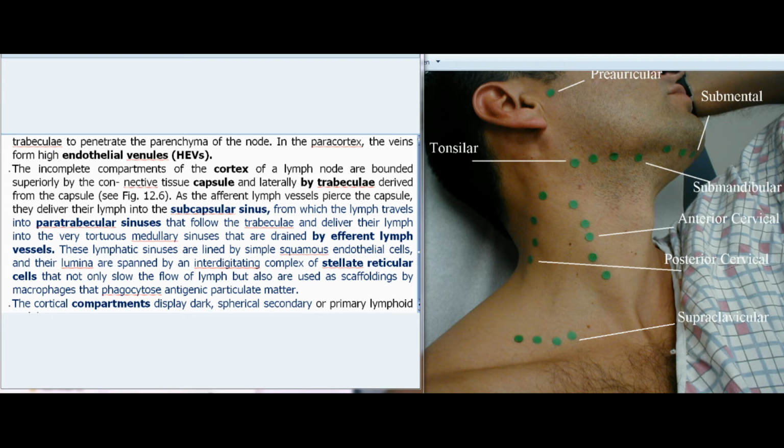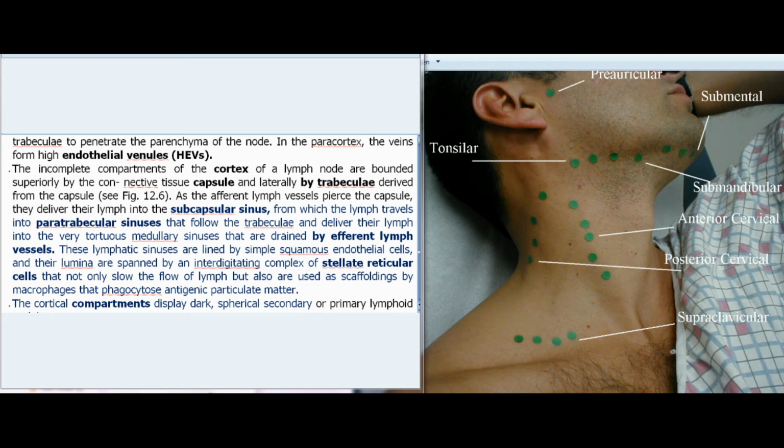The incomplete compartments of the cortex of a lymph node are bounded superiorly by the connective tissue capsule and laterally by trabeculae derived from the capsule, see Fig 12.6. As the afferent lymph vessels pierce the capsule, they deliver their lymph into the subcapsular sinus, from which the lymph travels into paratrabecular sinuses that follow the trabeculae and deliver their lymph into the very tortuous medullary sinuses that are drained by efferent lymph vessels.